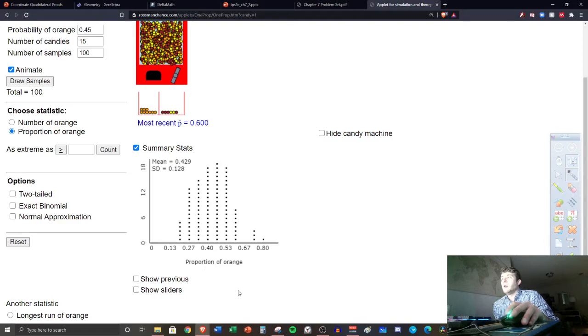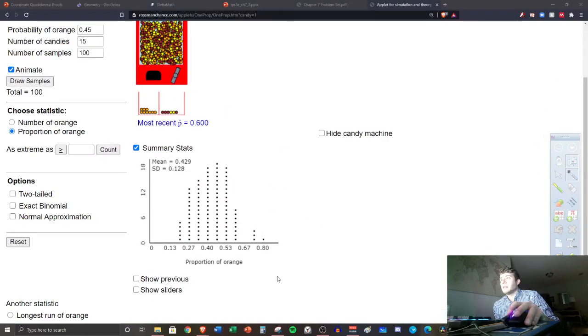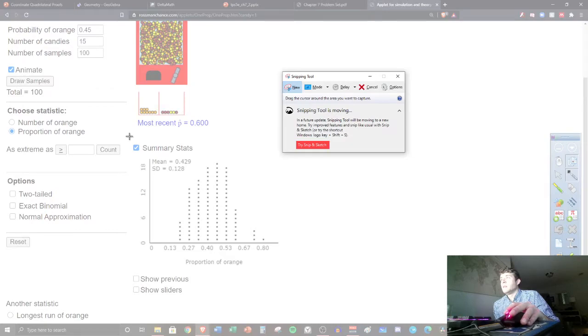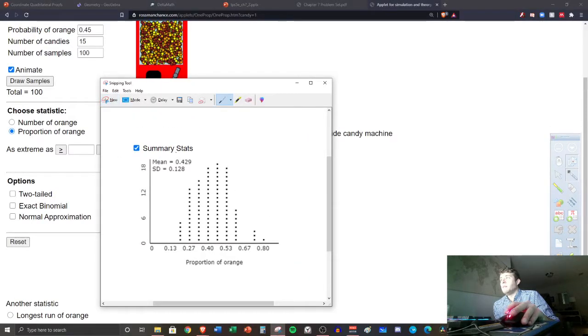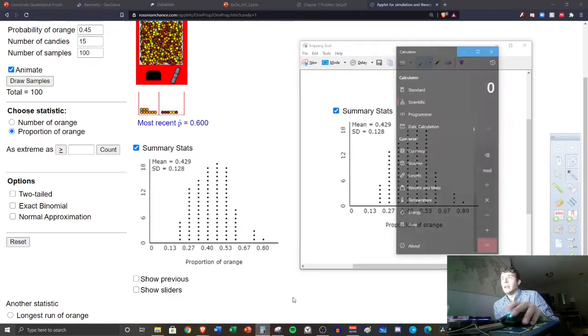Okay, so 100, and what is the scale here? I think the scale is a little bit different, but we'll notice that the mean of this distribution is still a little bit off. It's still not as accurate as we'd like it to be, and I don't even know if it's possible to get a proportion of 45%.